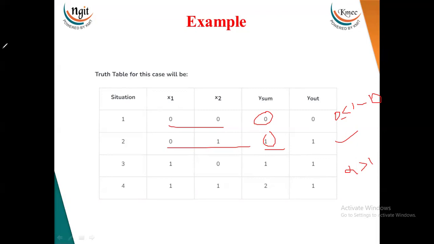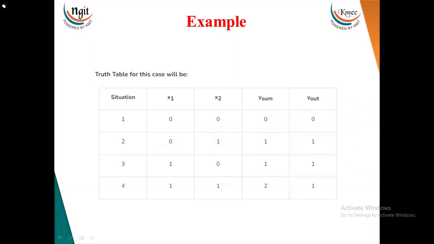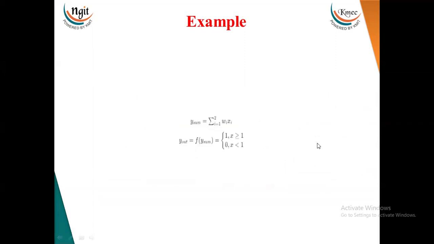This way we can design a general McCulloch-Pitts model in order to find the conclusion or result. So first I calculated the weights, then the y sum. My threshold value is 1. If the sum is greater than or equal to 1, then y out is 1, and 0 if less than 1. The same thing we have implemented in this particular table.